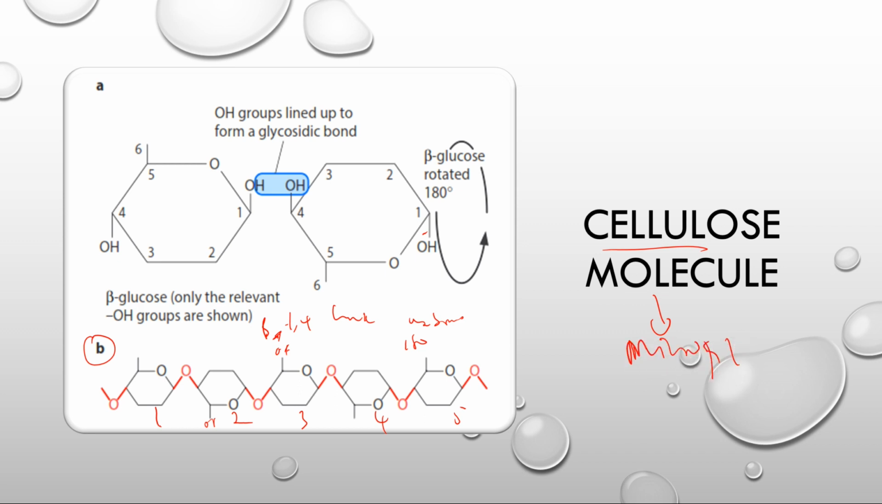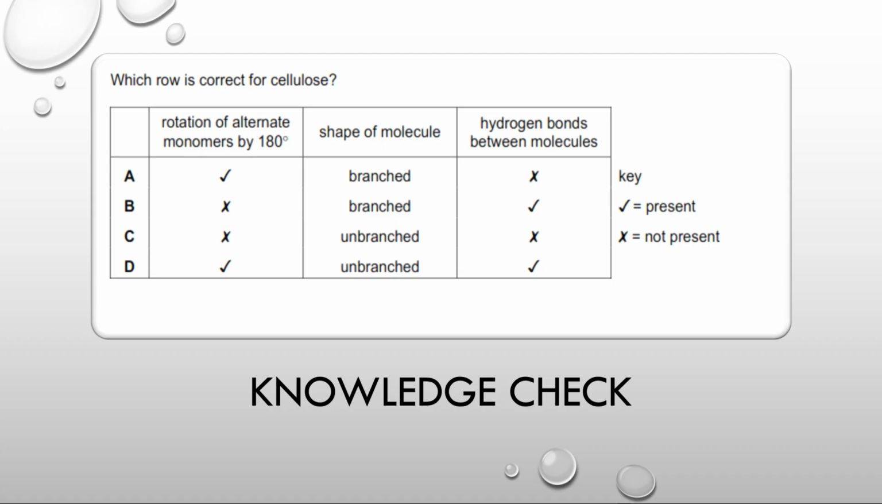Okay, so we're going to see that right now what it is. But before then, let's answer this question. Which role is correct for cellulose? Pause the video and try it. Rotation of monomer by 180 degrees. Yeah, that's correct. So A and D are suitable answers.